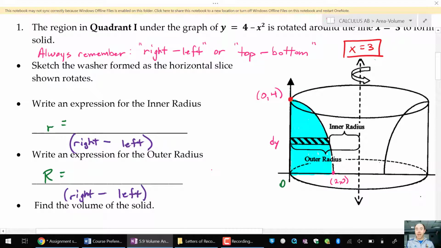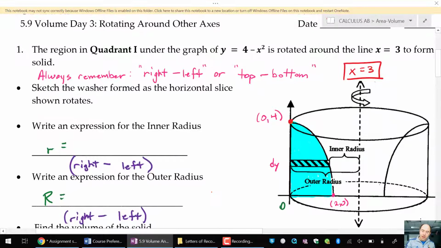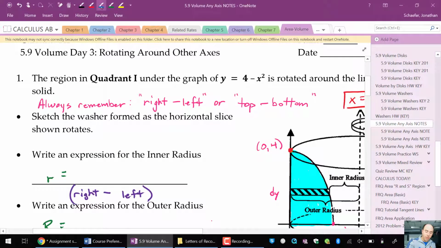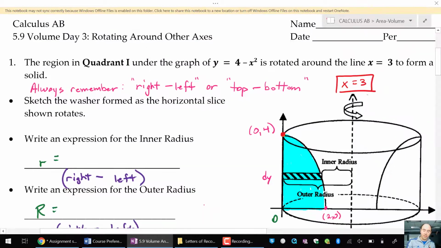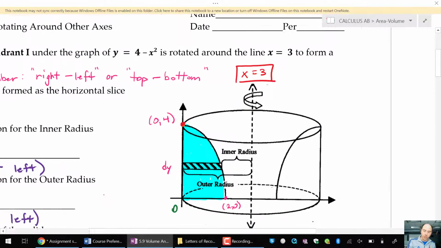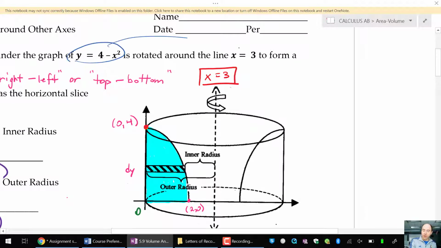Always remember that the direction we go with the subtraction is always right minus left for horizontal distance, and then always top minus bottom for vertical distance. So having said all that, if we're going to build a y integral, we want to rewrite this function up here, y equals 4 minus x squared. Let's do a little bit of quick algebra and write that in terms of y.